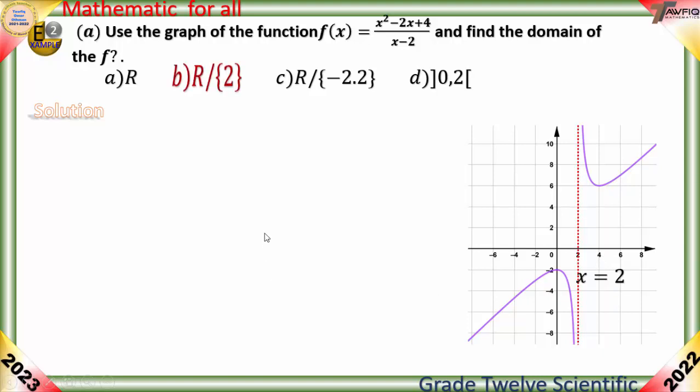That means B is the correct answer. R except 2. This is the domain of this function. But if the equation is given, to find the domain, take the denominator and set it equal to 0. It becomes x minus 2 is equal to 0. That means x is equal to 2. So the domain is all real numbers except 2.